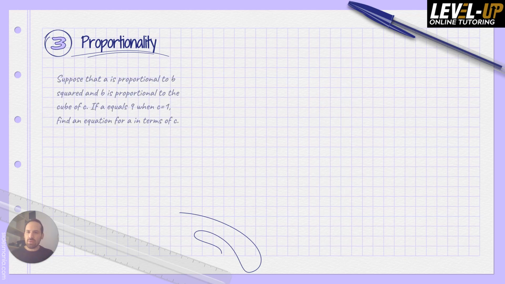One more challenging example you might get is something like this, where we might be given a proportional to b and b proportional to some other variable c. So here, a is proportional to b squared and b is proportional to the cube of c. And then we're given a boundary condition of a and c. We want to find an equation for a in terms of c.